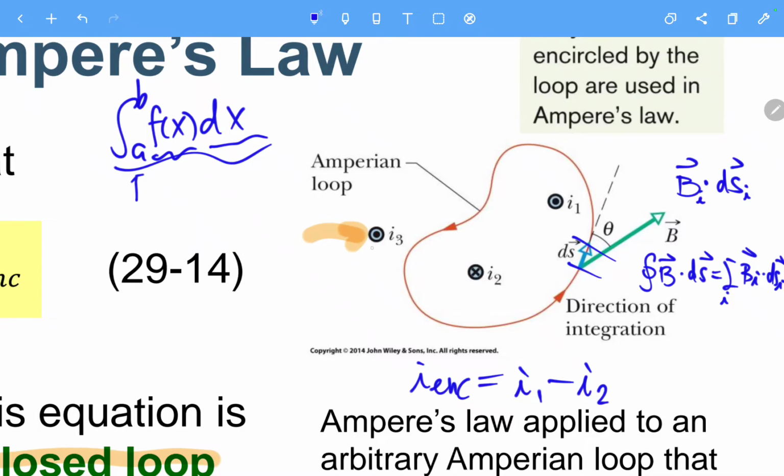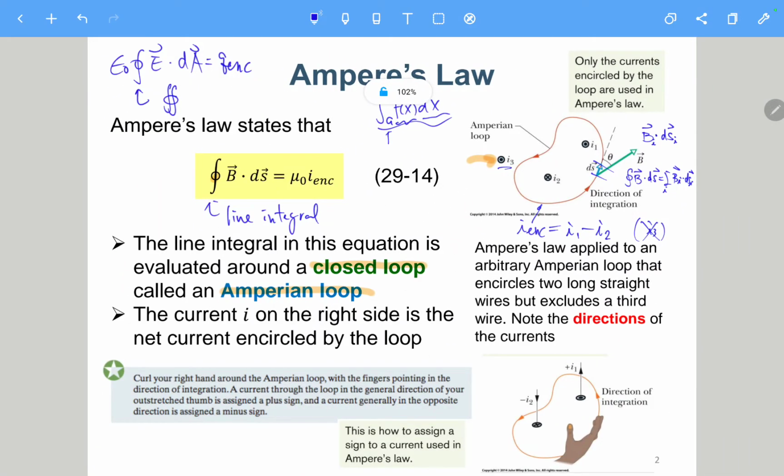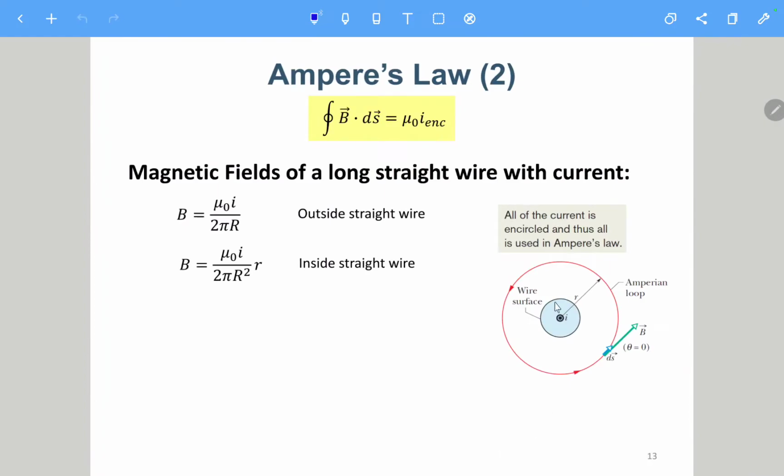And then we don't count I3 because it is not in the loop. So we don't have I3 here for this Ampere's loop. Okay, so this is pretty much it. This one also tells you that this is out of the page, so you just use your finger and follow this direction. This is positive, this is negative, and then we don't count I3.